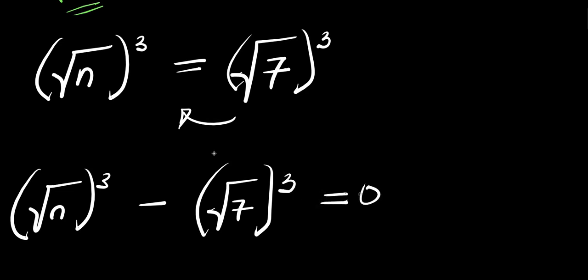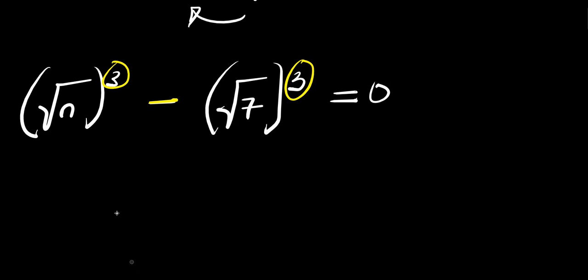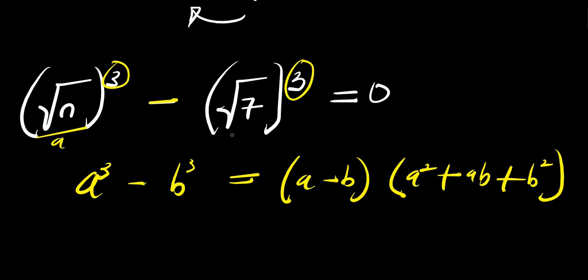And this equals 0. Now we have power 3 here, we have power 3 here, we have minus here. So for us to expand this, we consider this identity. If you have a to the power of 3 minus b to the power of 3, this equals a minus b times a squared plus ab plus b power 2.